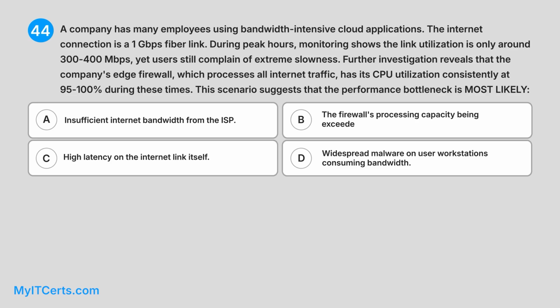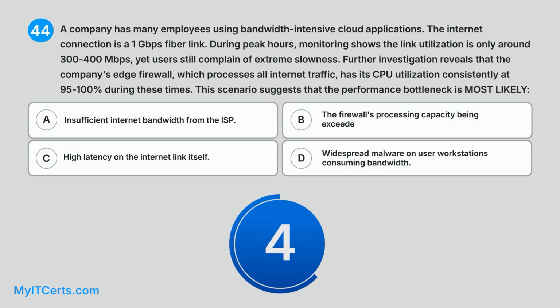This scenario suggests that the performance bottleneck is most likely: A. Insufficient internet bandwidth from the ISP. B. The firewall's processing capacity being exceeded. C. High latency on the internet link itself. D. Widespread malware on user workstations consuming bandwidth. What do you think is the answer?